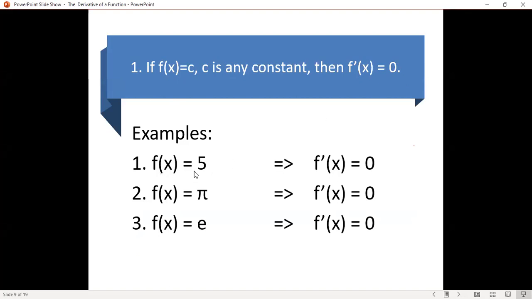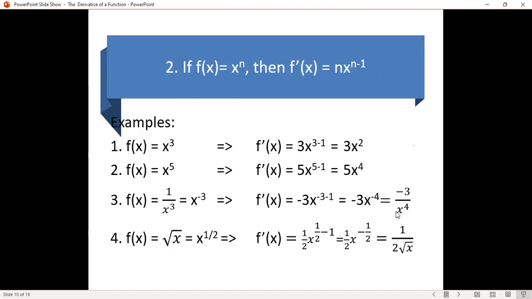So if your f of x is 5, then your f prime of x is 0. If your f of x is pi, your f prime of x is 0. If your f of x equals e, these are all constants, so your f prime of x is 0. Okay, so the derivative of any constant is 0. So that's the first rule.